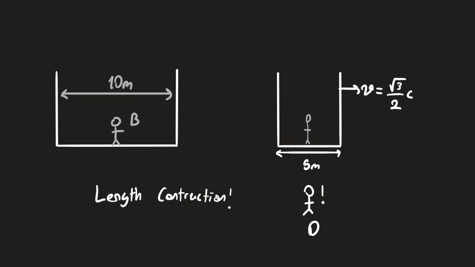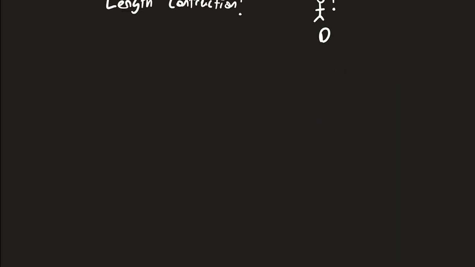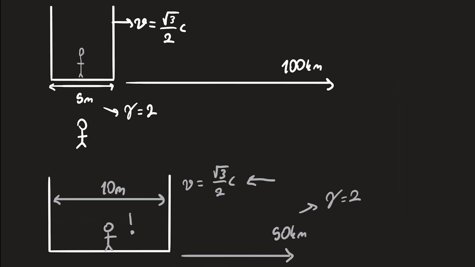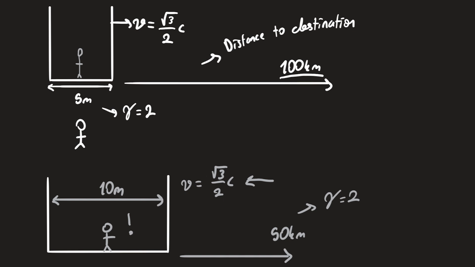What is way cooler is when you look at it from the train frame. So let's look at the same setup, but this time instead of measuring the train, let's measure the distance to destination. So the amount of road that they have ahead of them. Let's say that Denise measures this distance to be 100 kilometers from the outside. Now the frame that is moving relative to the observer gets length contracted.